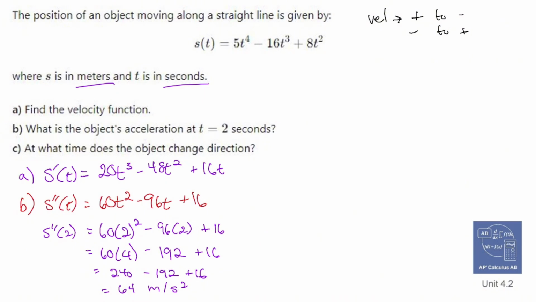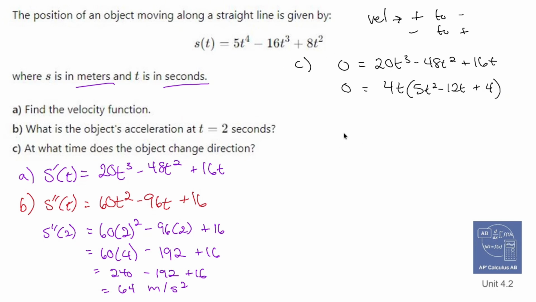So I care about what we did in problem A and finding out where that happens. Now that's going to happen at a critical point. In this case we might have 2 critical points, maybe even 3. So problem C involves me taking the velocity function and setting it equal to 0. So 0 is equal to 20t cubed minus 48t squared plus 16t. I have a 4 and a t in common with all of those, so let's rip that out. 4t, that's going to leave me with 5t squared minus 12t plus 4.